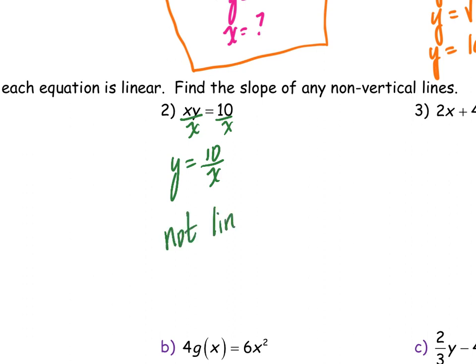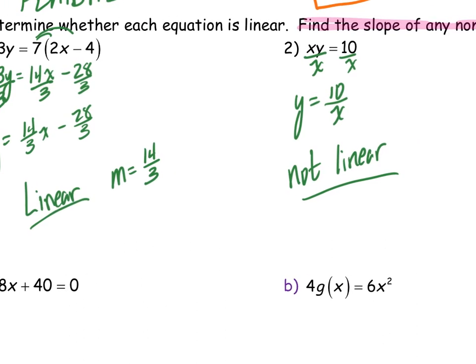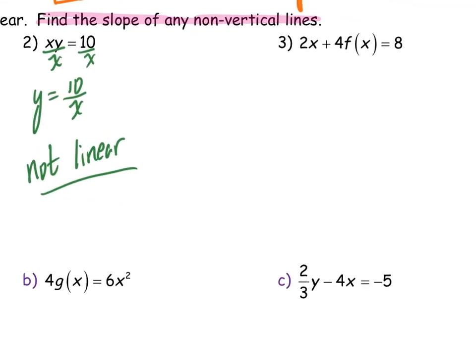Not linear. And I'm sorry, we do have to go back to question 1 for a minute because I just read my directions. See, got to read my directions. It says find the slope of any non-vertical lines. So that means if it's linear, I do need to find the slope. So what's the slope of this line? 14/3. Yes, good. That's the number with my x, so it's 14/3. Good. So number 2 was not linear.